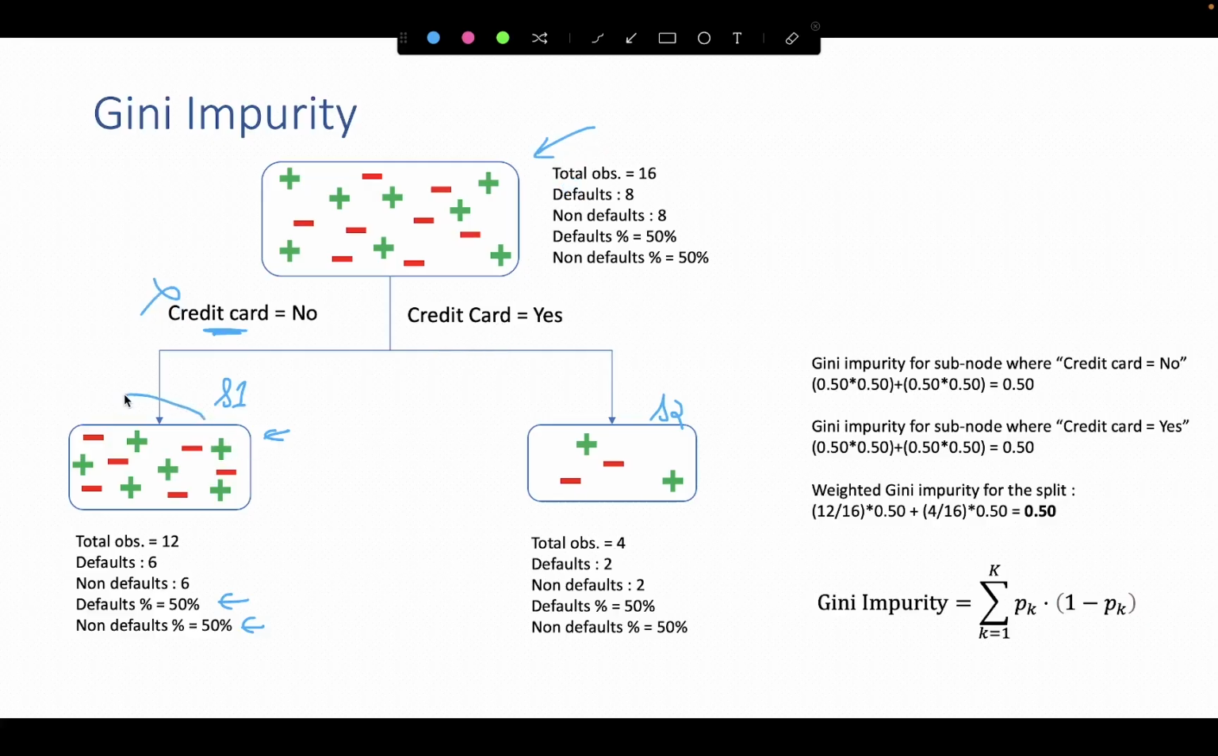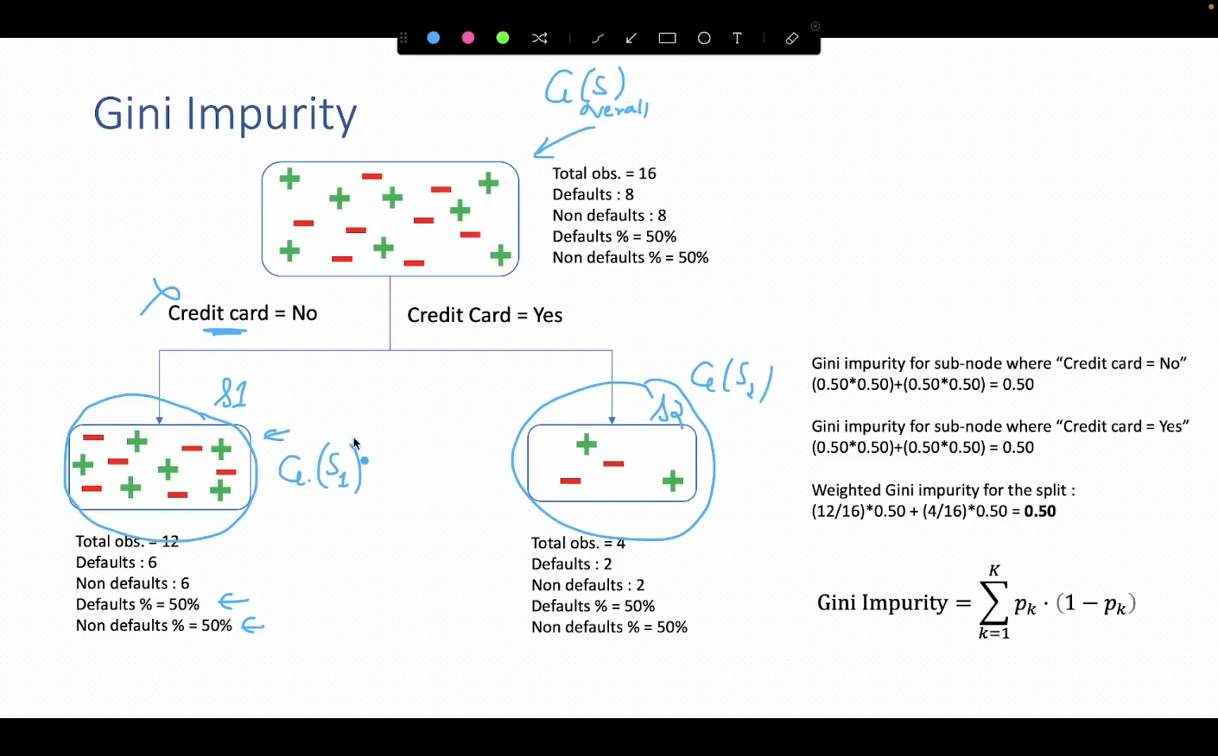Now let us look at calculating the Gini impurity at subnode S1 as well as subnode S2. And once we calculate the Gini impurity at subnode S1 and Gini impurity at subnode S2, we will also calculate the overall Gini impurity by taking into account the weights of both these subnodes. What could be the weights of both these subnodes? So we observed 12 different data points that are present in subnode S1 out of a total of 16 present in the population in the root node. So this is the weight associated with subnode S1. What could be the weight associated with subnode S2? There are only 4 points out of 16 in total. So this is the weight that we can associate with subnode S2.